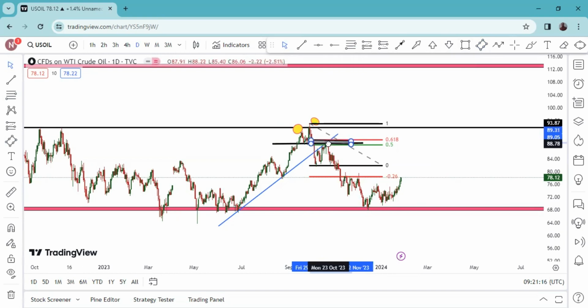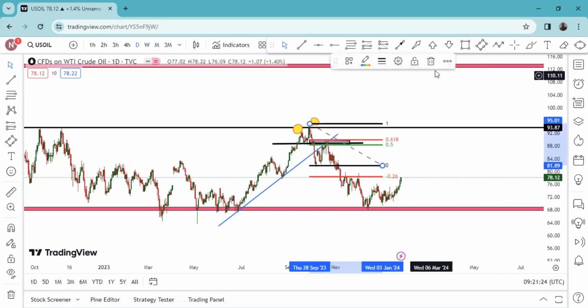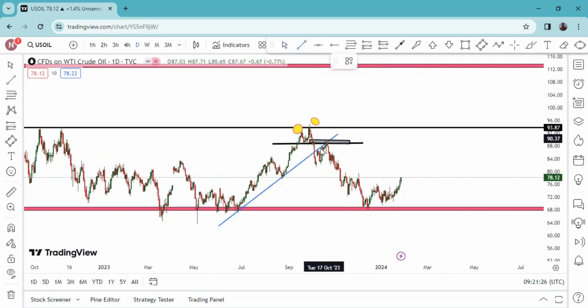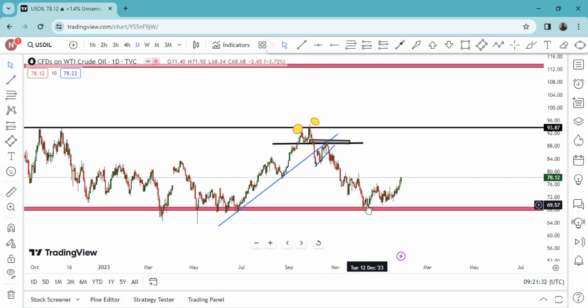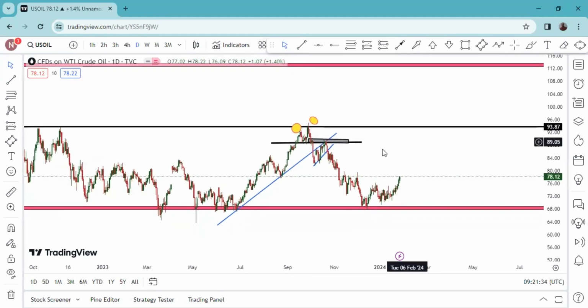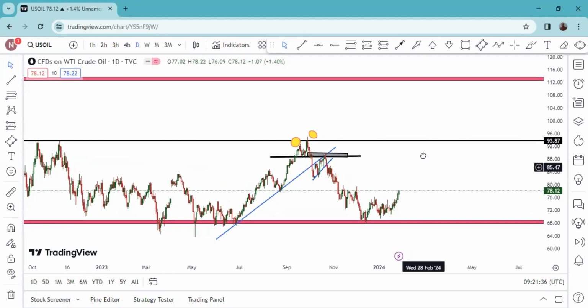Market pulled back exactly to my fib level, and I drew a counter trend line on the 4 hour. And that's how I take this trade to the bottom.